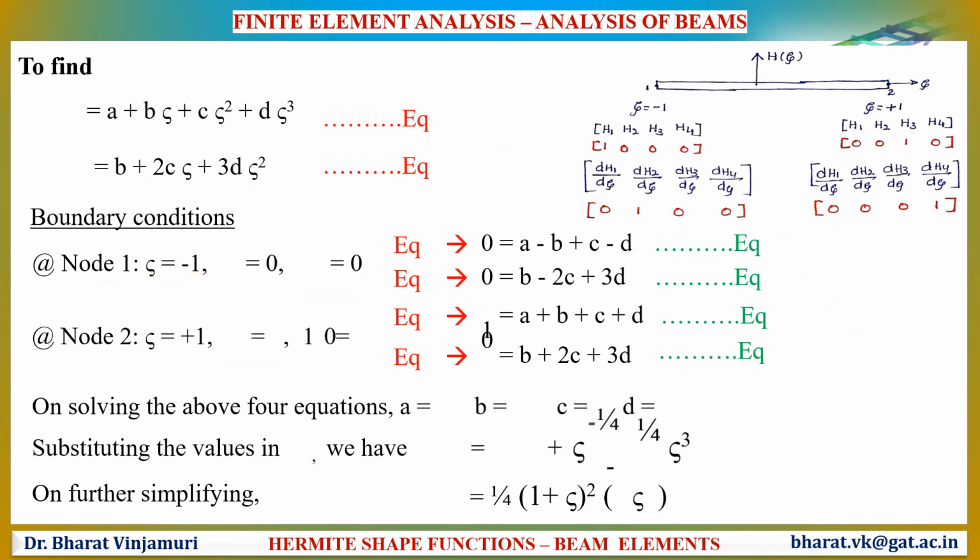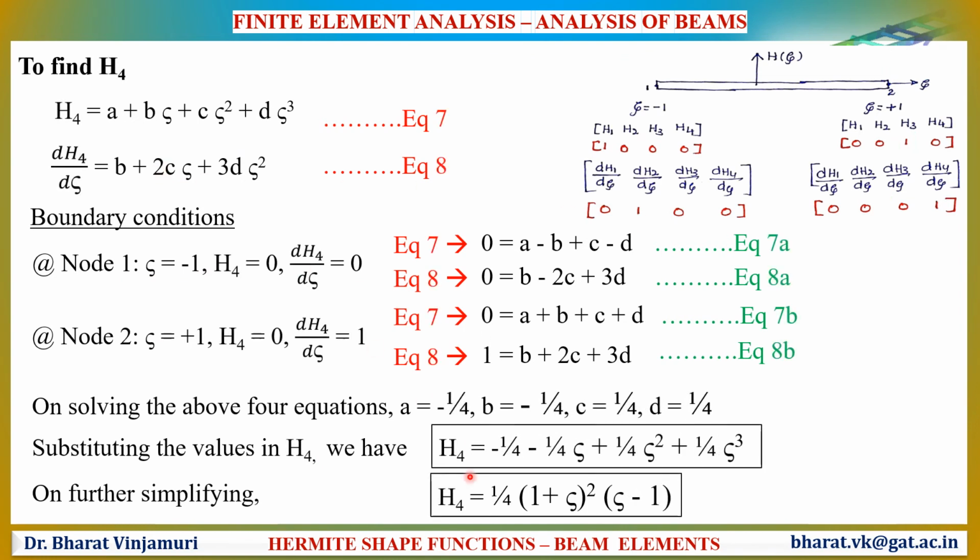And the last, H4. To find H4, once again we will consider two equations, H4 and dH4 by d zeta. H4 will be equal to a plus b zeta plus c zeta square plus d zeta cube, and its first derivative being b plus 2c zeta plus 3d zeta square. We got the two equations, equation 7 as well as equation 8. Applying boundary conditions at node 1 and node 2.